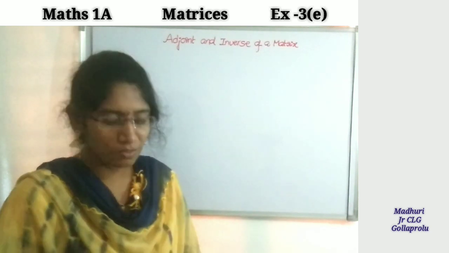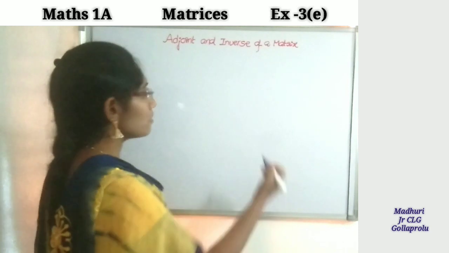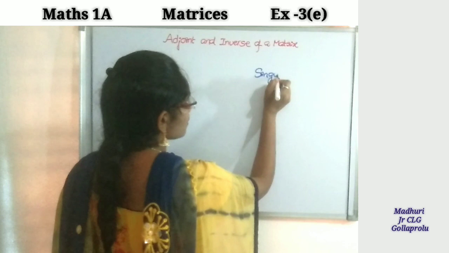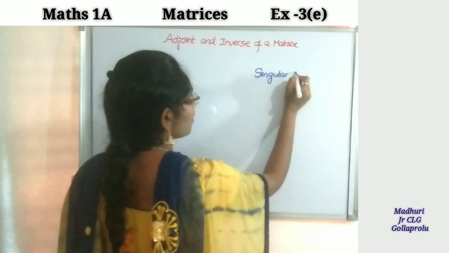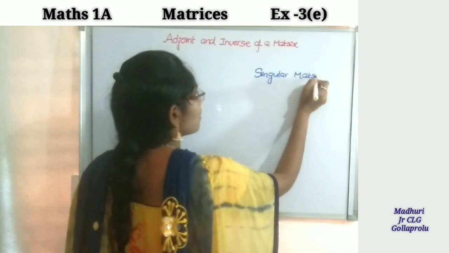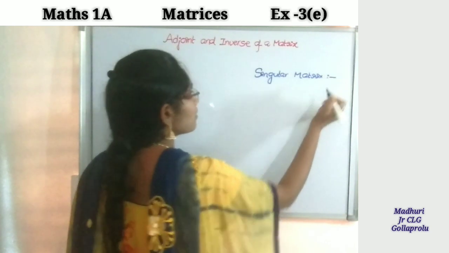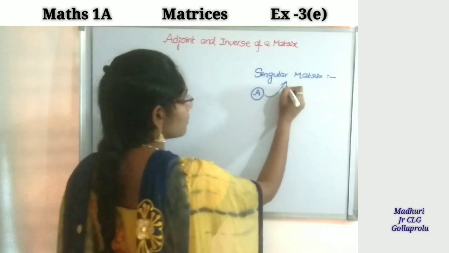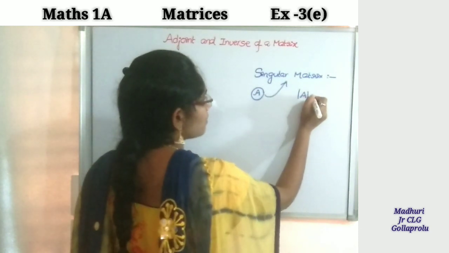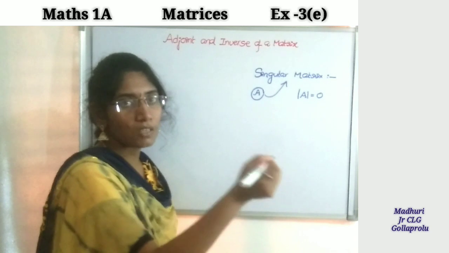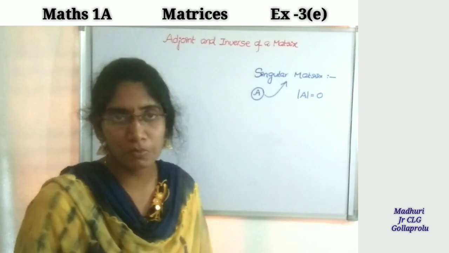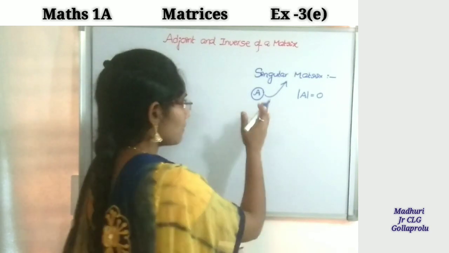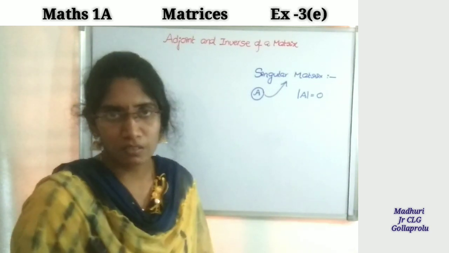Before these two definitions, first of all another definition, that is singular and non-singular matrices. The first definition is singular matrix and non-singular matrix. The definition of the singular matrix: a square matrix A is said to be the singular matrix if det A is equal to 0. If its determinant is equal to 0, then the matrix is said to be the singular matrix.